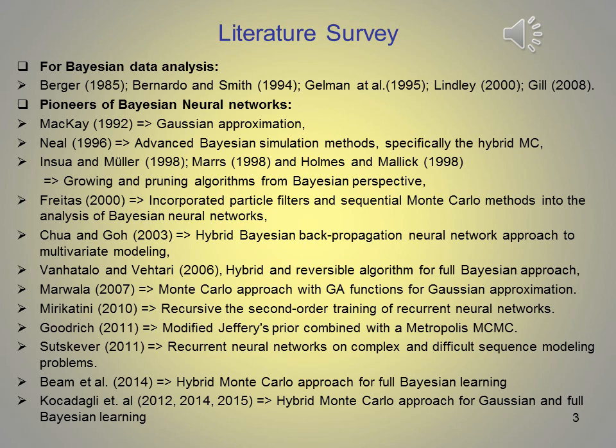In the literature, there are many remarkable studies. For example, MacKay proposed Gaussian approximation, and then Neal looked at advanced Bayesian simulation methods, specifically hybrid Monte Carlo. Other good sources are Insua and Müller, Freitas, Chuan Gao, Vanhatalo and Vehtari, Malvala, Mirkitani, Gutrich, Schauer, Beam, and Kocadagli.